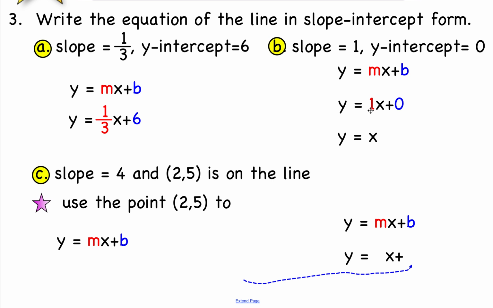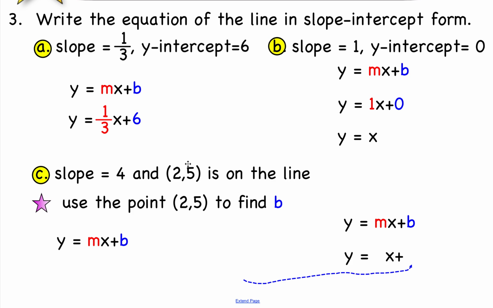Now here's one that's a little different. What if we have a slope of 4 and we know it goes through the point (2, 5)? Well, we can use the point (2, 5) to find our y-intercept. If we don't have our y-intercept but we have a point on the line, we need to find the y-intercept. So we always start with slope-intercept form. We'll plug in 4 for our slope.